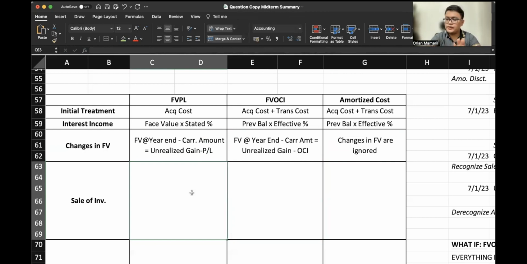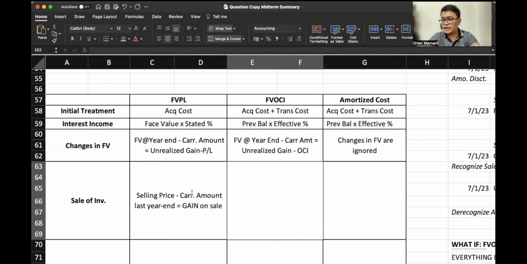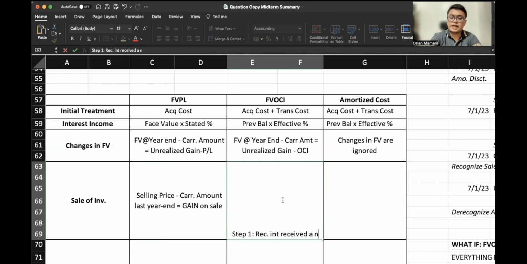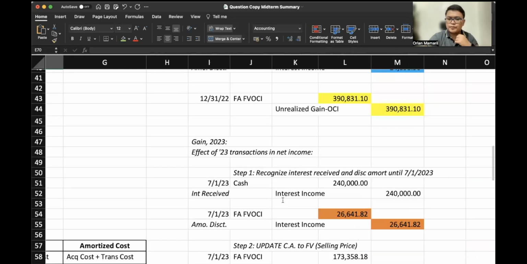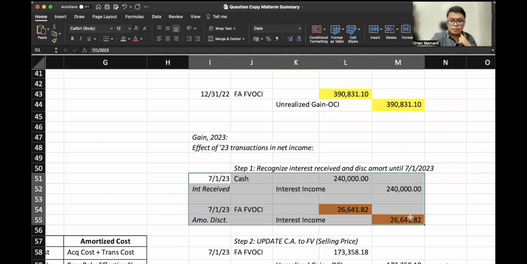Next, for the sale of investment, that would be the selling price minus the carrying amount from last year. That would be your gain on sale. Pretty straightforward based on what we did a while ago, right? But for FVOCI, there are steps, right? So step one, recognize the interest received and discount amortization. Where did we do that? Here, right? Step one, we recognize the interest received and then the discount amortization.